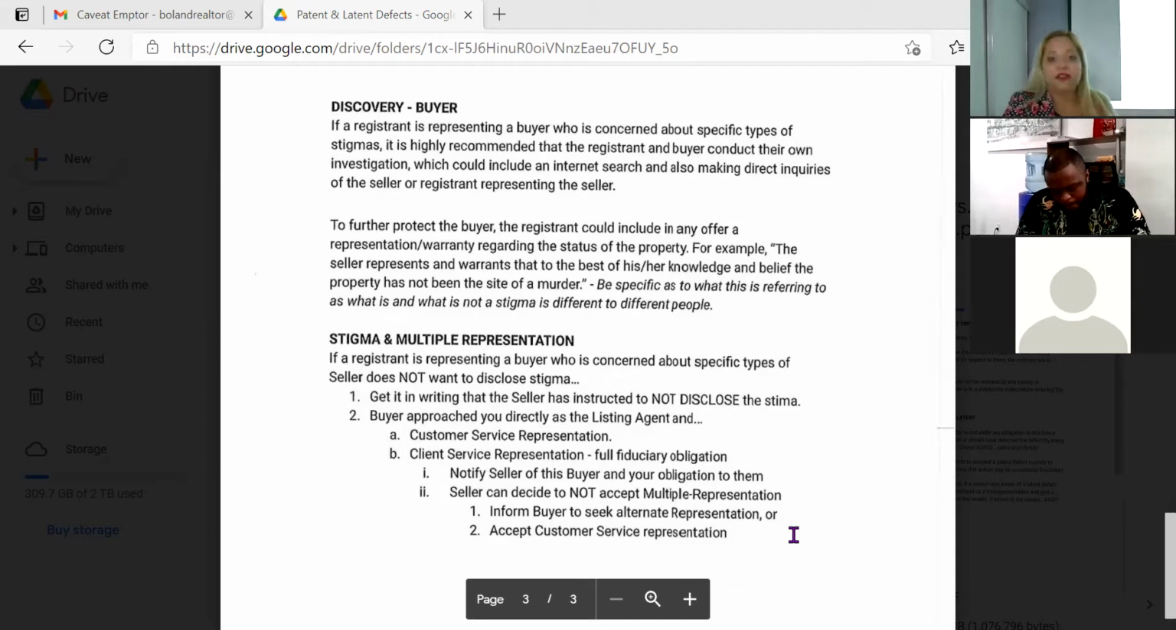I'm sure you guys have seen the clause that this has not been the site of an unnatural death, right? We see that clause often because why? The stigma does bother people. It's in our paperwork for a reason. And like I say, even though RICO doesn't have a specific rule dealing with stigmas, it's mostly patent and latent defects. We have that in there because it has been a problem, right? And buyers have been able to recoup something for it not being disclosed to them.